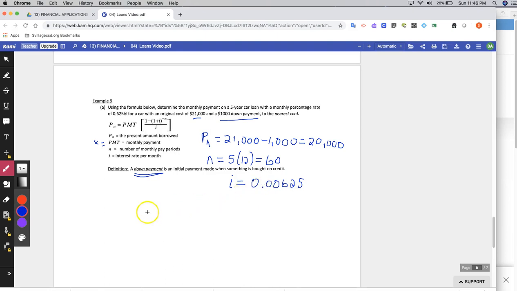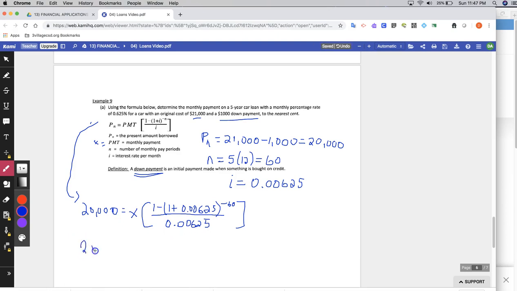So now that we know all the pieces to our formula, we can plug them into our given formula, and we would have P sub N, which again is 20,000, equaling the PMT, the monthly payment, which is what we're looking for, X, times brackets 1 minus 1 plus our I, which is 0.00625, raised to the negative N, which again is 60. And then this is all over our I again of 0.00625. To solve for X, we would want to calculate what the value is inside this big brackets.